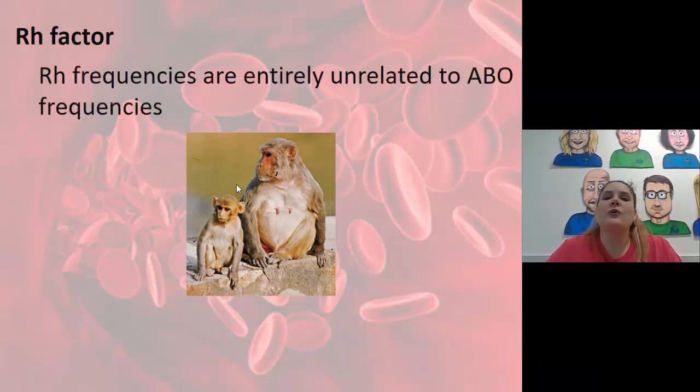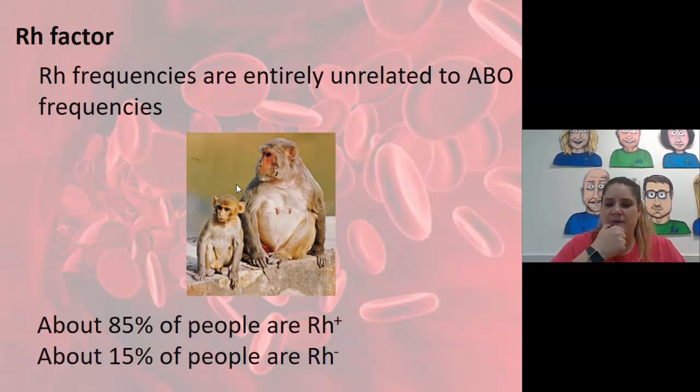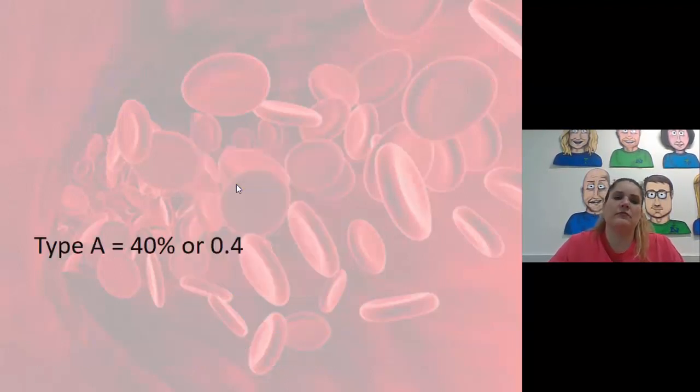It's spelled differently. So RH frequencies are entirely unrelated to the ABO frequencies. About 85% of people are RH positive, and about 15% of people are RH negative. Again, 85% of people are RH positive, 15% of people are RH negative. If you haven't written that down yet, write it down now.